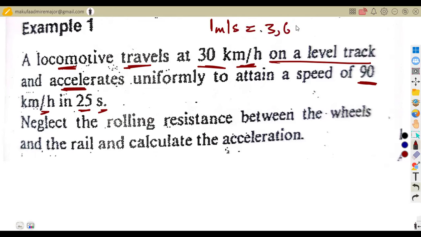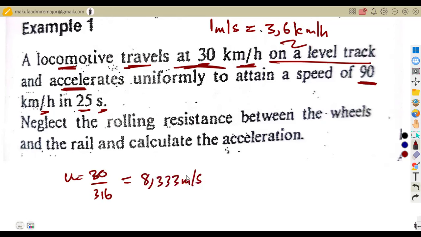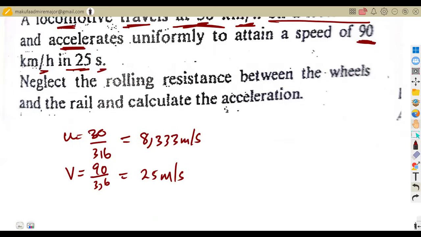All right, remember also, I did not mention this, but you're supposed to know this: 1 meter per second is equal to 3.6 kilometers per hour from our engineering science N1. So we can convert this to meters per second. Remember, this is our initial, 30 kilometers per hour. To convert to meters per second, we just have to divide by 3.6. That will give us 8.333 meters per second. You do the same thing to attain the final speed of 90, divided by 3.6, which is 25 meters per second, in 25 seconds.